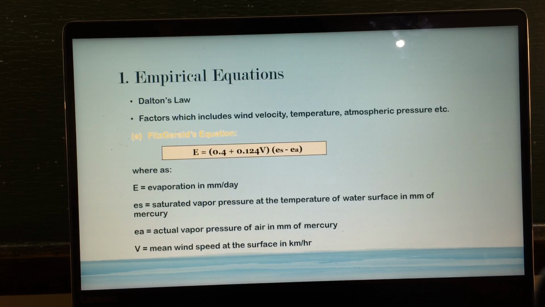V times the quantity of E sub S minus E sub A, whereas E stands for evaporation in millimeters per day. E sub S stands for saturated vapor pressure at the temperature of water surface in millimeter of mercury. E sub A stands for actual vapor pressure of air in millimeter of mercury. V stands for mean wind speed at the surface in kilometers per hour.